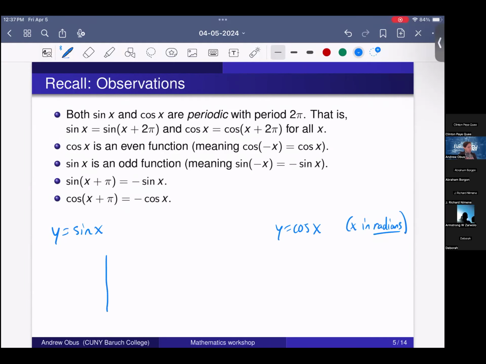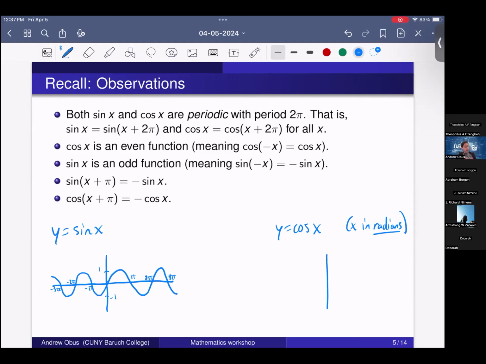If you just remember what these graphs look like, y equals sine x was a wave that looked like this, where it went up to 1 and down to -1. And this was pi, and this was 2 pi, and this was 3 pi. And this here was minus pi, and minus 2 pi, and minus 3 pi. This is what the graph looked like for y equals sine x.